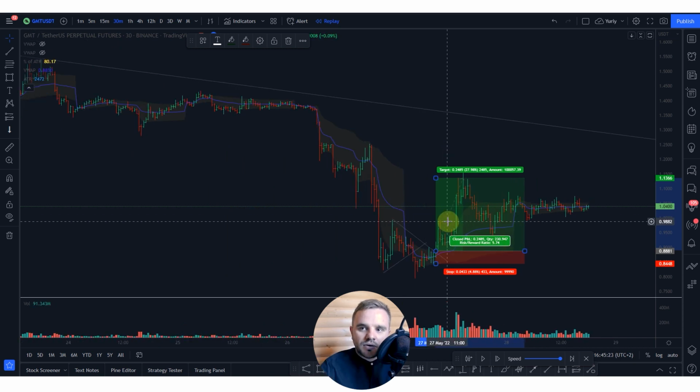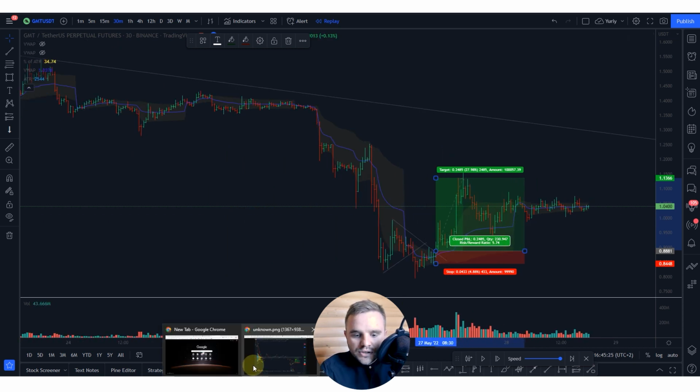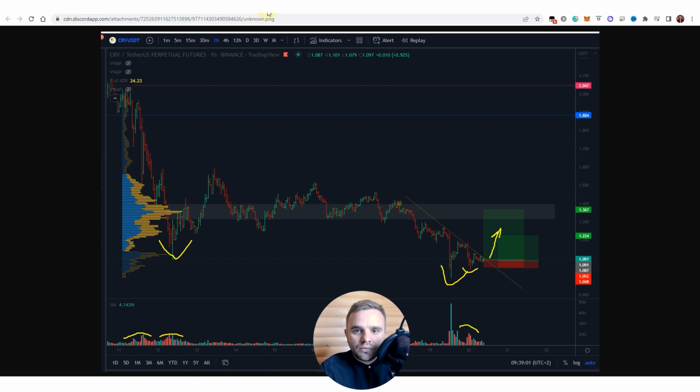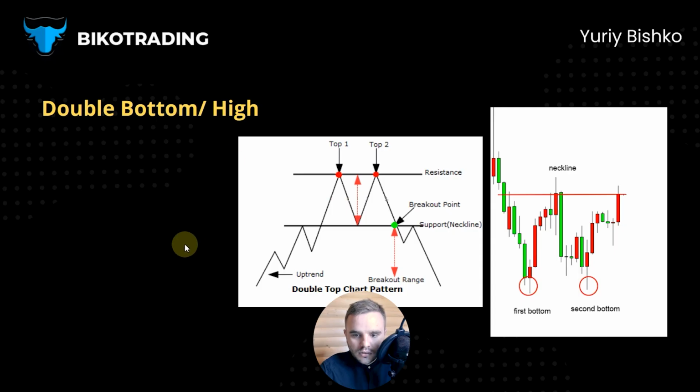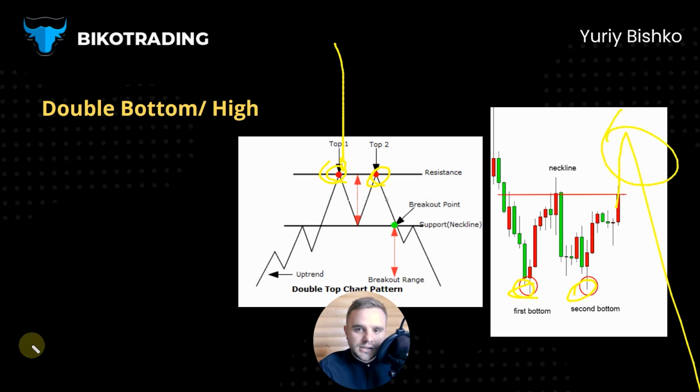Once more, a summary about this pattern. I use this pattern only when I have confirmation from volume. Volume means price volume enters at the top or volume enters at the bottom. Only in that case I trade this pattern. In other cases I don't take it, because in most cases it ends up as a trap.